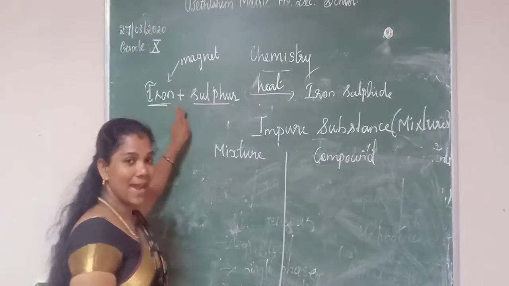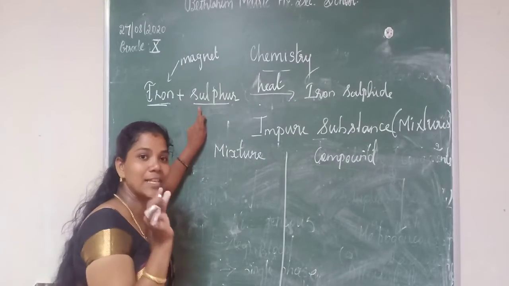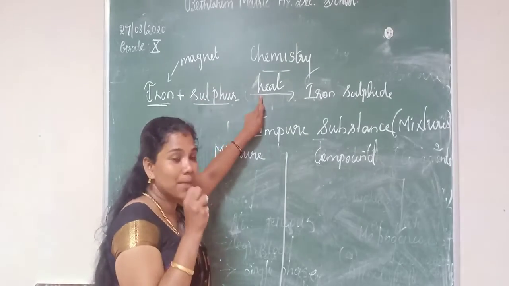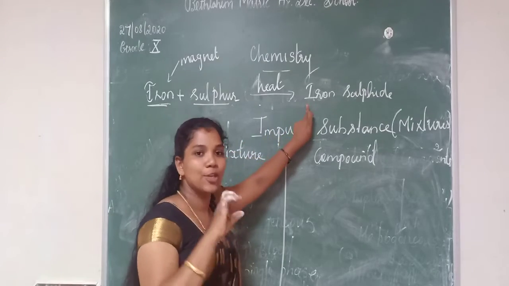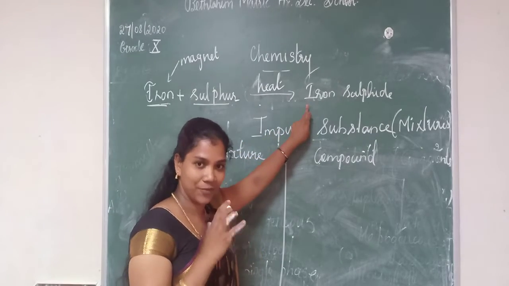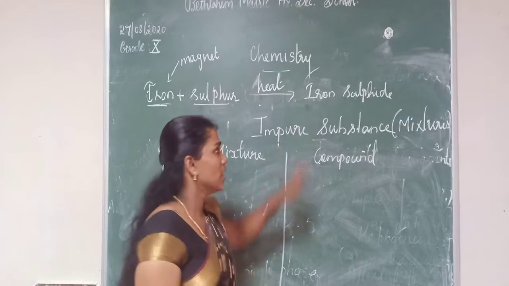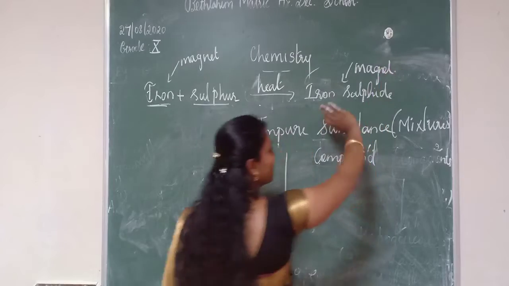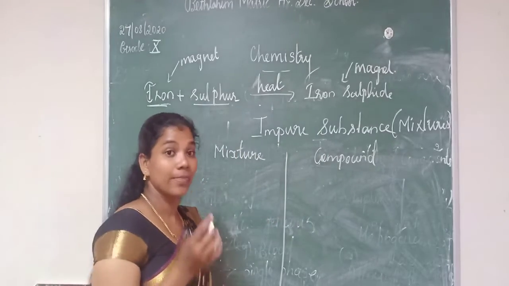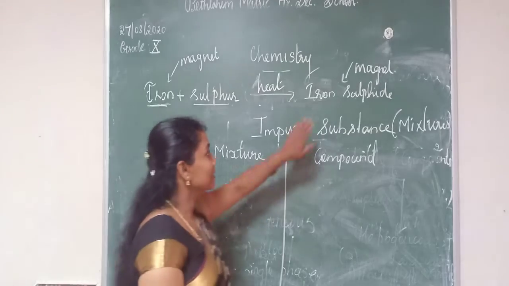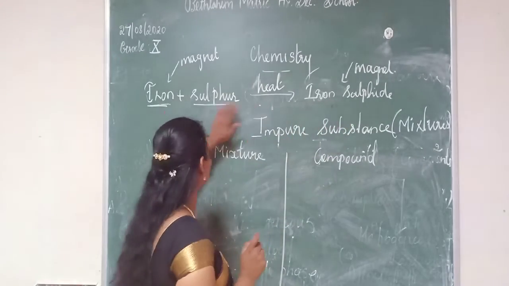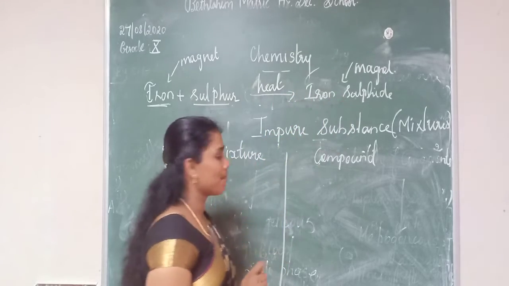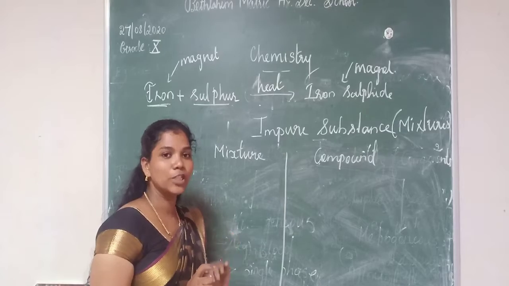When we mix these two, iron and sulfur, in a fixed proportion and combine them chemically by heating, they produce a new compound called iron sulfate. Now we bring the magnet towards it. The iron will not be attracted towards the magnet. Their properties are totally changed, and this iron sulfate does not show the properties of iron and sulfur now. Iron sulfate is said to be a compound with new properties.